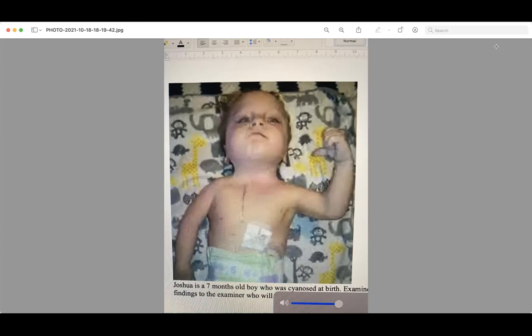Okay, so today I have examined Joshua. He's 7 months old. I have started my examination as the child was only 7 months, so I started my examination from the chest directly.